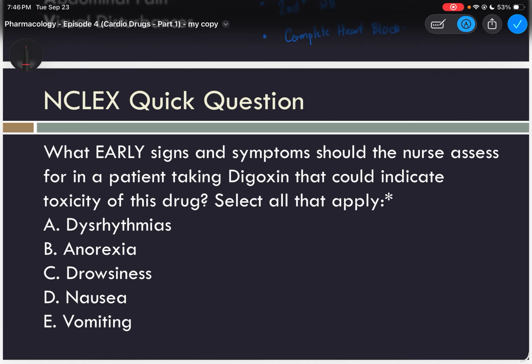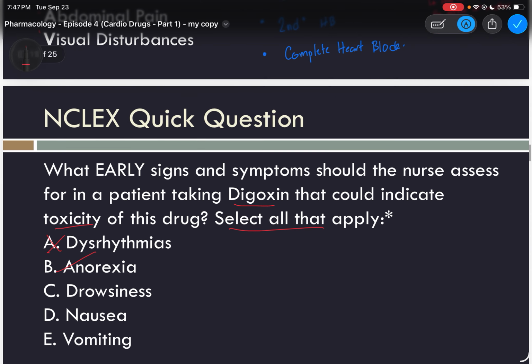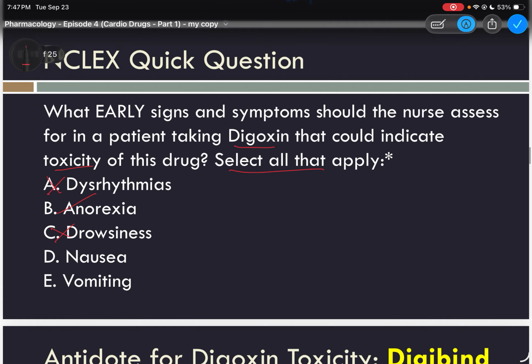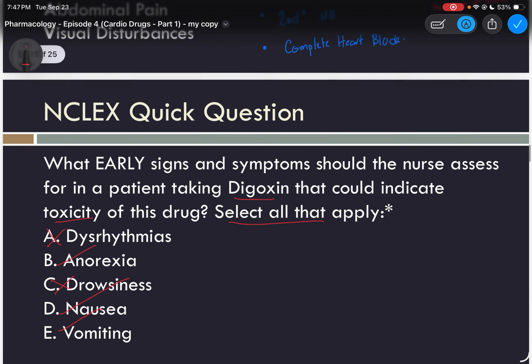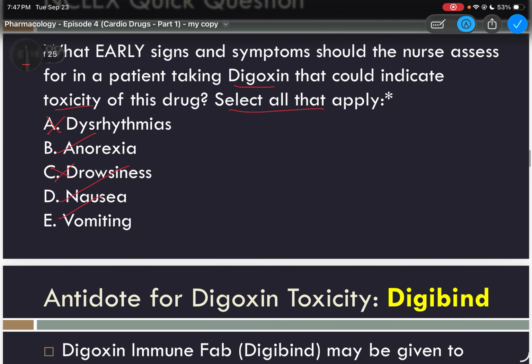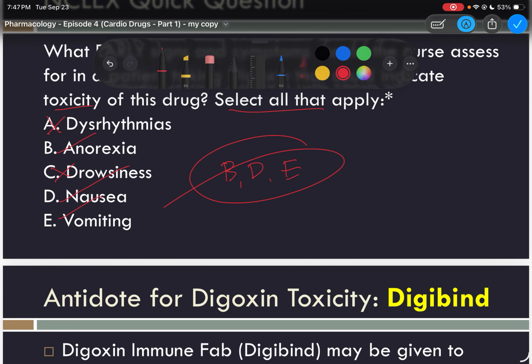What early signs and symptoms should the nurse assess for a patient taking digoxin that should indicate toxicity of this drug? Select all that apply. Dysrhythmias, yes or no? No. Anorexia, yes. Drowsiness, no. Nausea, yes. Vomiting, yes. So the answer, class, is B, D, and E. Okay? B, D, and E.